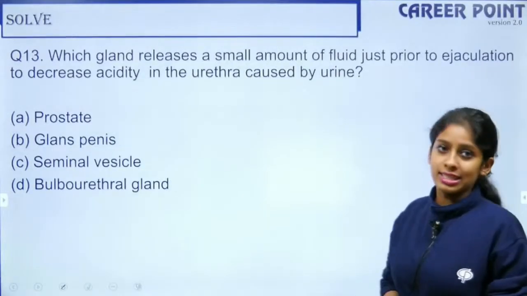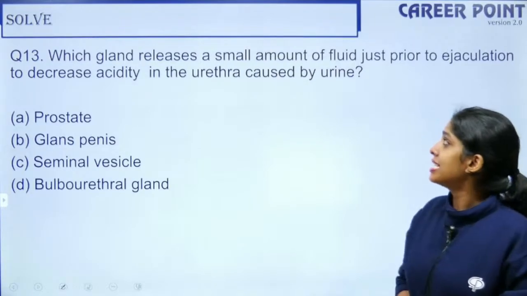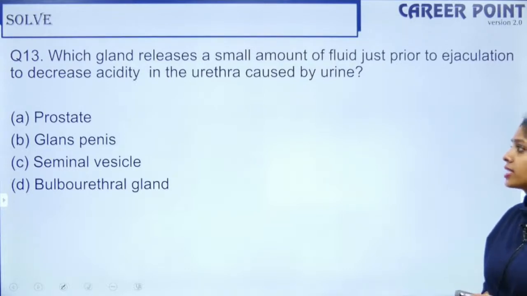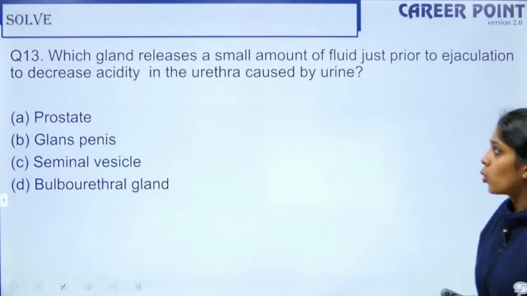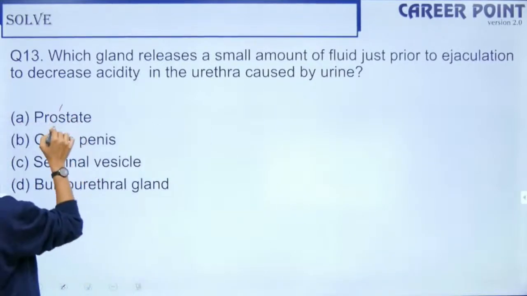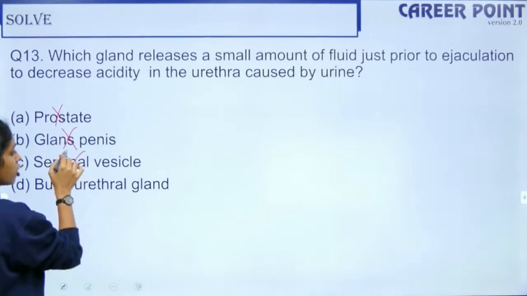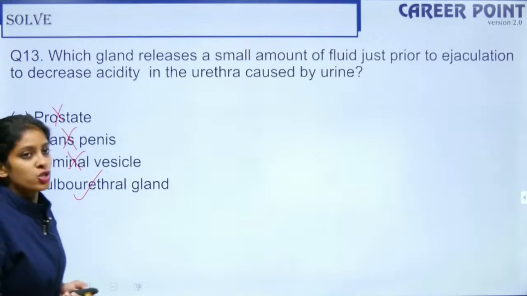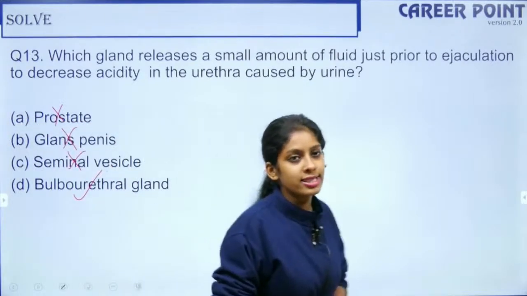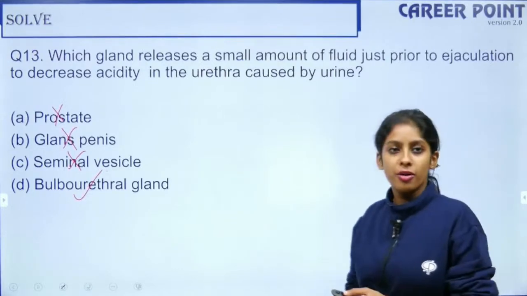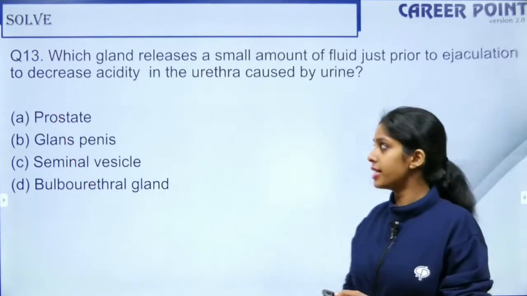Okay. So question 13. Which gland releases a small amount of fluid just prior to ejaculation to decrease acidity in the urethra caused by the urine? So what decreases the acidity caused by the urine? It's definitely not prostate, not glans penis, not seminal plasma. So it is your bulbourethral gland. The bulbourethral gland cleans the urethral passage because of the acidity of the urine. Right? So here the answer is option D.